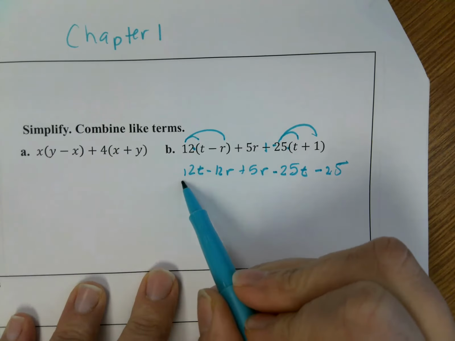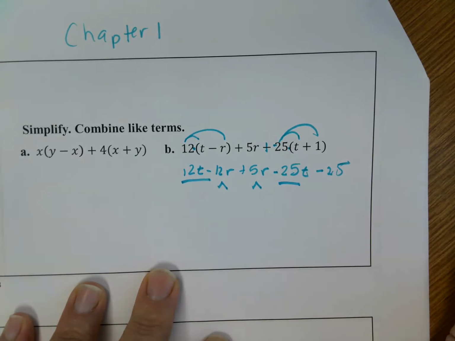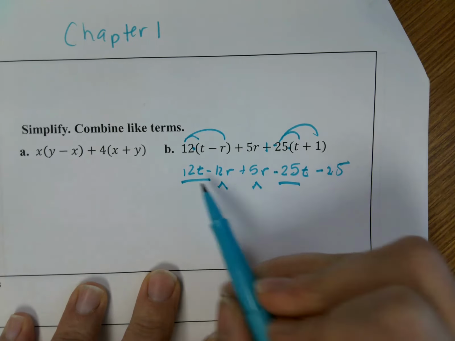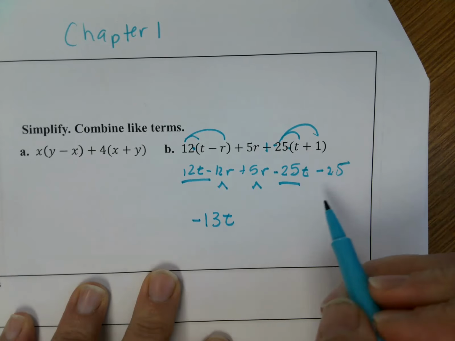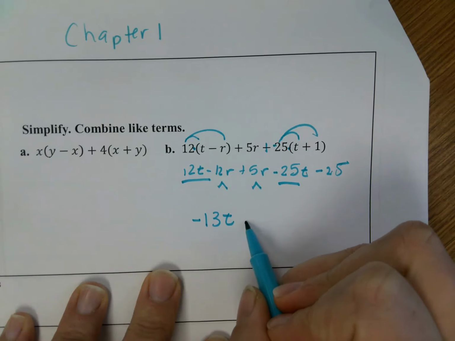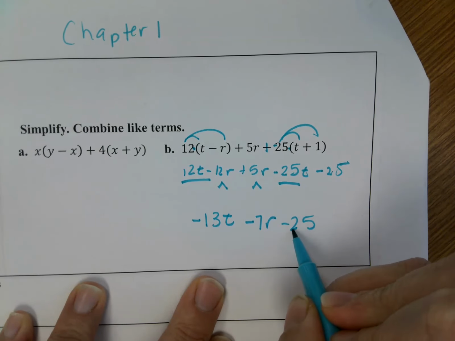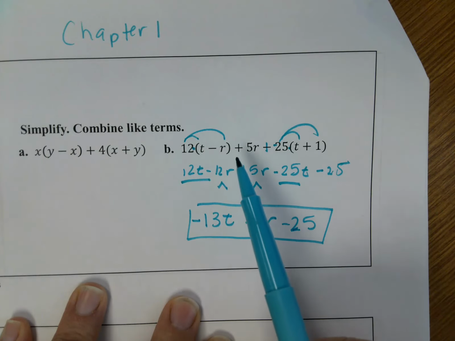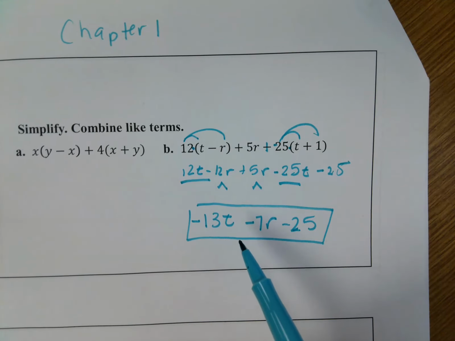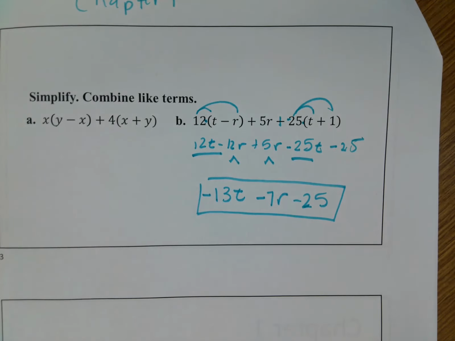Now, if I look at my like terms, here are two t's, here are two r's, so I can combine those. I would have a negative 13t. Here I would have a negative 7r minus 25. And that right there would be my final answer. So on your final, I should see this work with the answer. If you want to get full credit, you have to show your work on your problems.